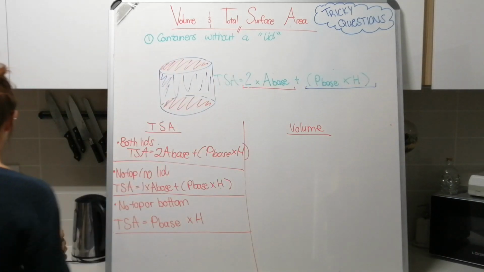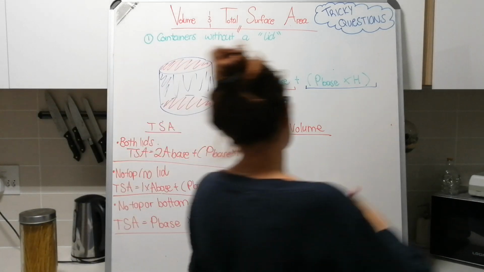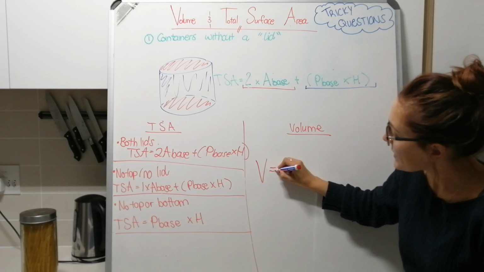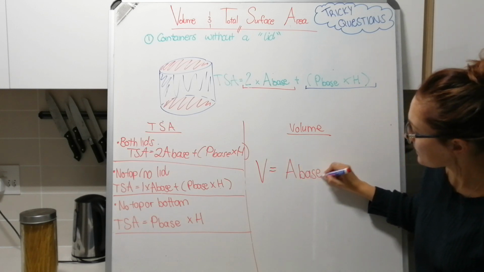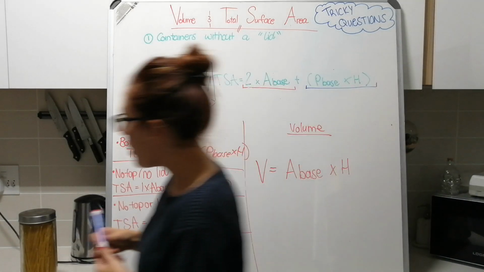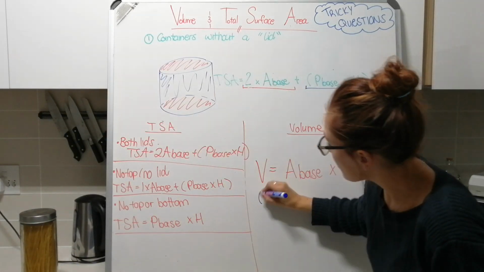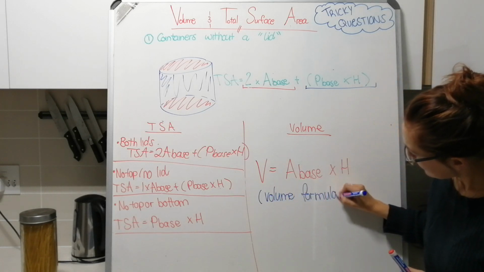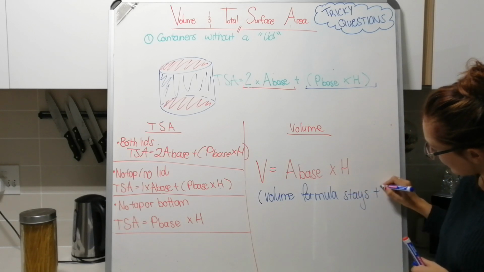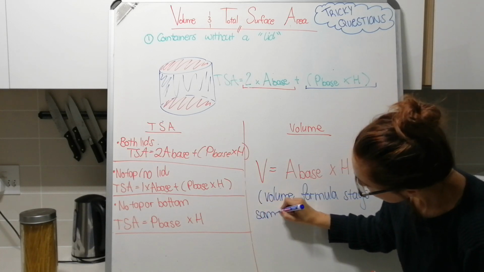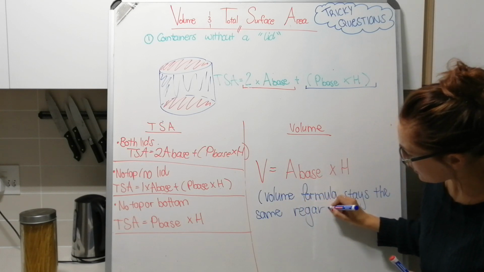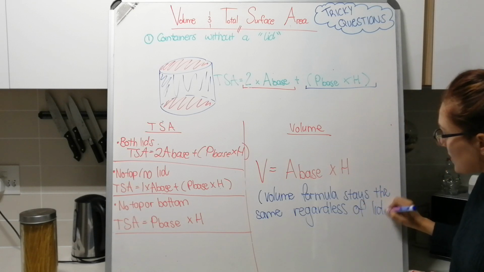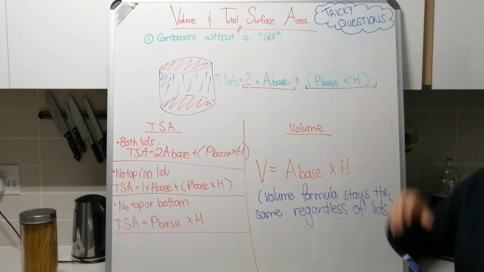So for volume, for all three scenarios, the volume formula stays the same. The volume, regardless of whether there are lids or not, is always equal to the area of your base times height. This is true all the time. So I'm just going to write here, volume formula stays the same regardless of lids. Regardless of whether we have a lid, or two lids, or no lids, the volume formula is always the same because I can always fit the same amount of spaghetti in my tin, even if I take the lid off.